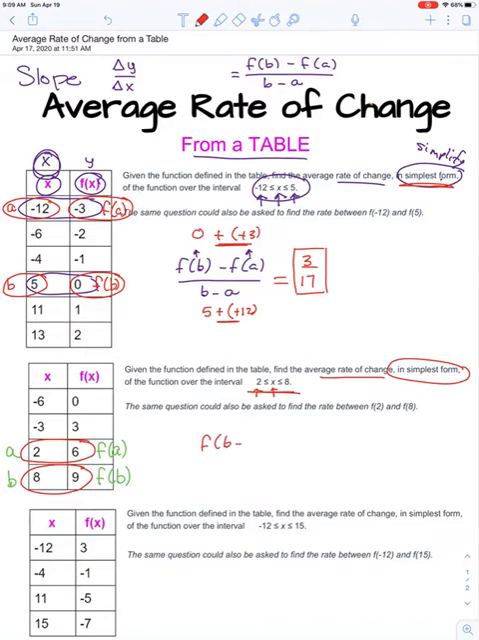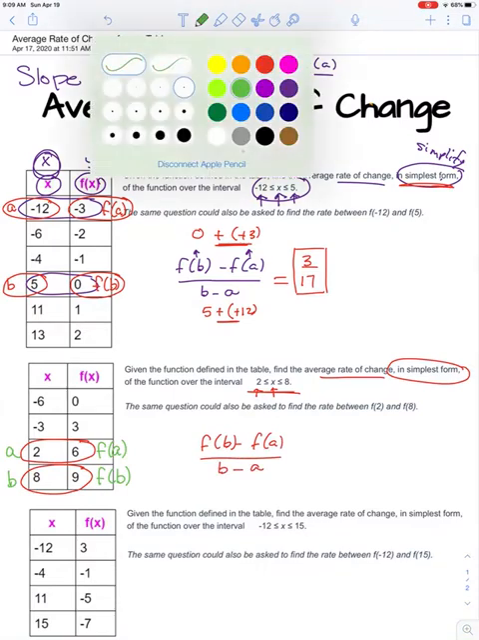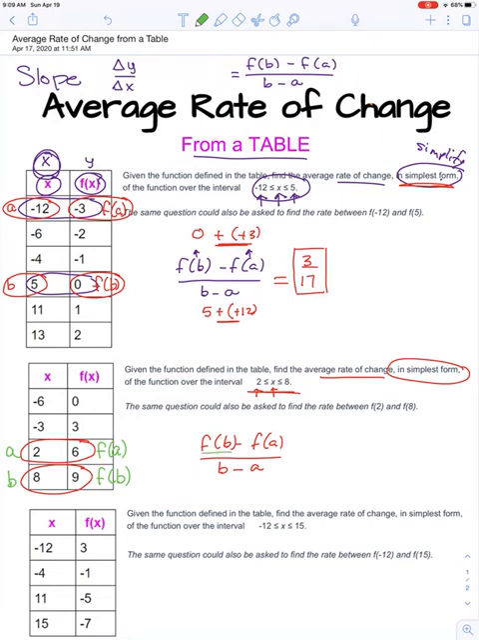So, and I write this down, I'm going to work it the same way, so you can see exactly where I'm subbing in and why. Okay, match up with my green. F of B. Find my f of B. I get 9 minus f of A, which is 6. Okay, so f of B is equal to 9 minus f of A, which is 6.